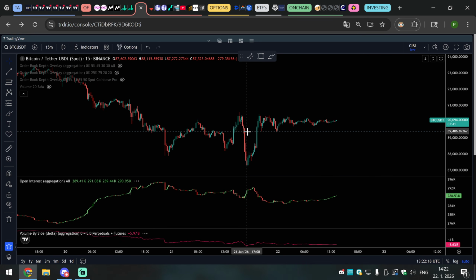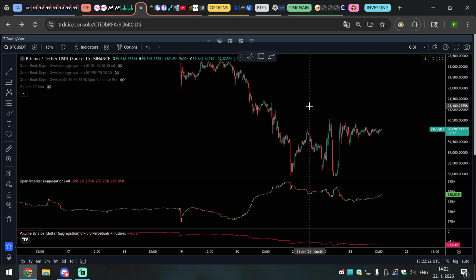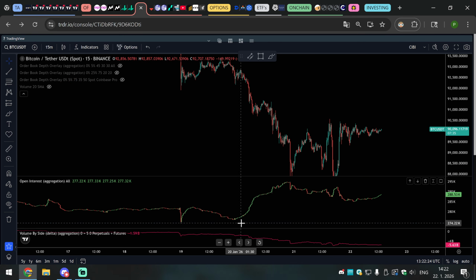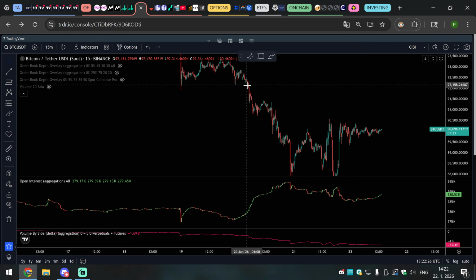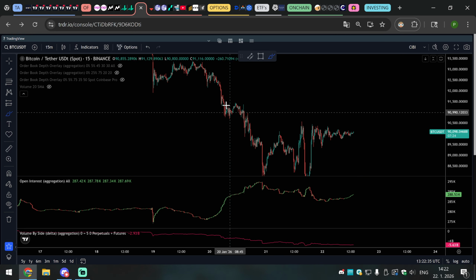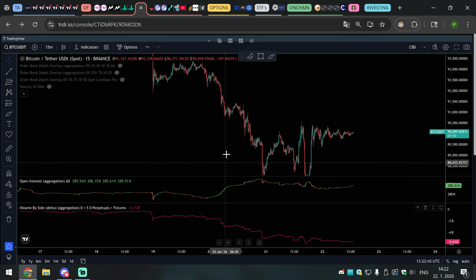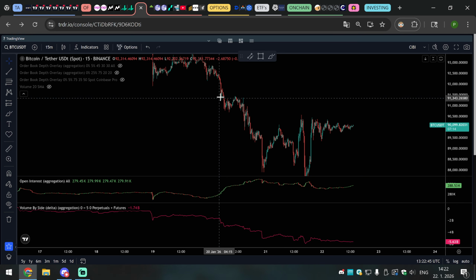But now aggregated open interest is showing you where you need to go in order to see much higher prices. For me, the biggest open interest increase was happening in this section, from 92,000 down to 90,800. If we enlarge the delta, the main delta direction was to the downside. We have huge position directional shorts here.